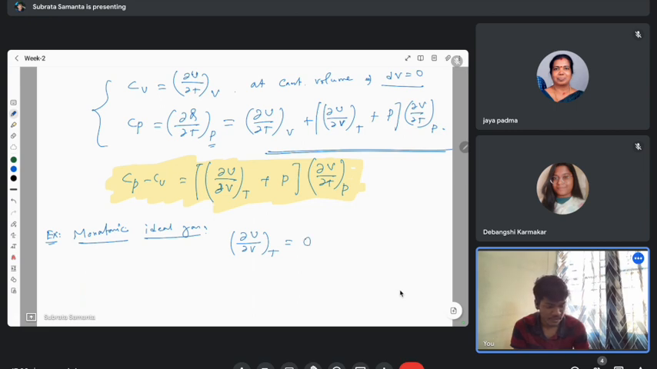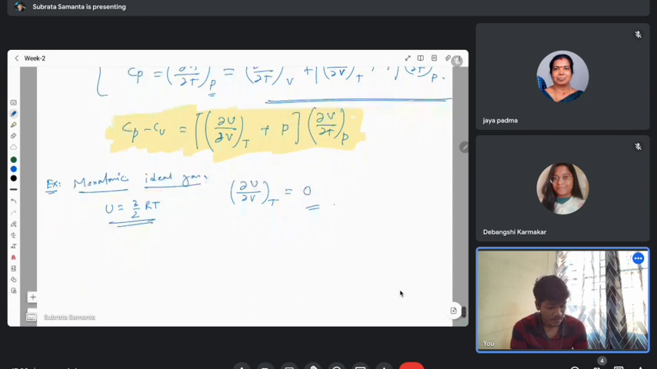What is the relation? That U is 3/2 RT. So this del U del V at constant T means that U is only a function of temperature. In this case, del U del V at constant T is 0.